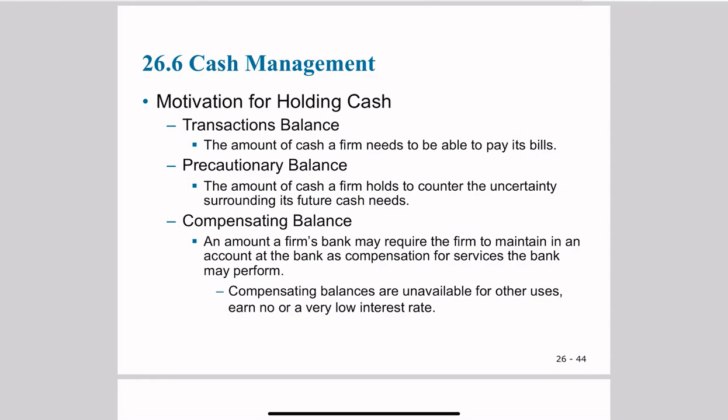And then the second motivation is the firm needs some precautionary balance. This is easy to understand. It basically means that a firm faces uncertainty in its business operations. So possibly in the future, the firm will need some additional cash if some uncertain events happen. So the firm will hold some cash to counter this uncertainty. This is called precautionary balance.